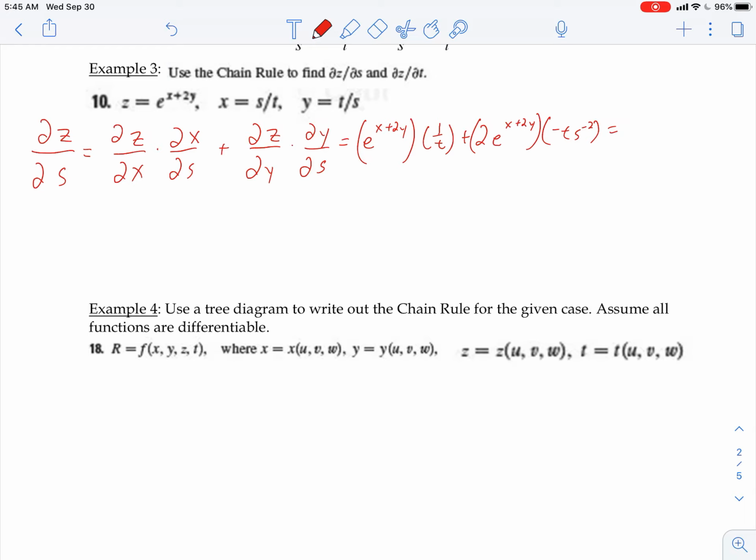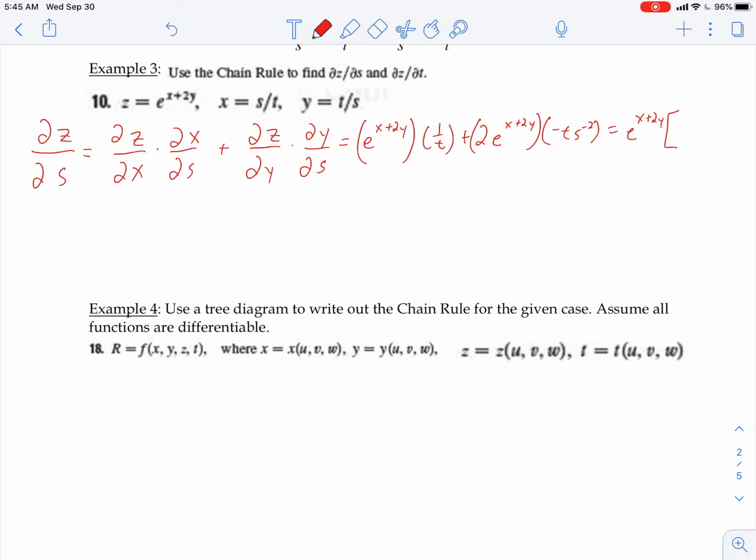All right, and when we clean that up a little bit, we have 1 over t, and then we have it over s squared. I'm just going to go ahead and pull out e to the x plus 2y. Again, you can clean this up any way you want. I'll be able to determine if you were able to do that correctly or not.